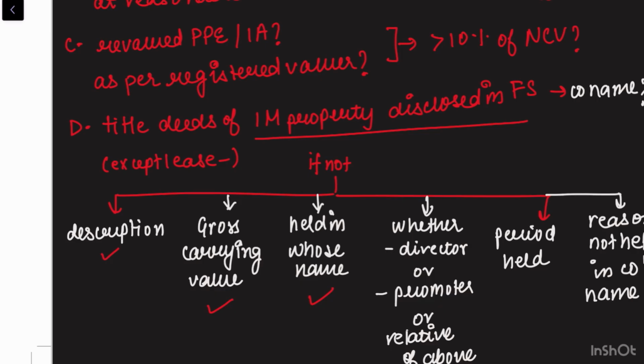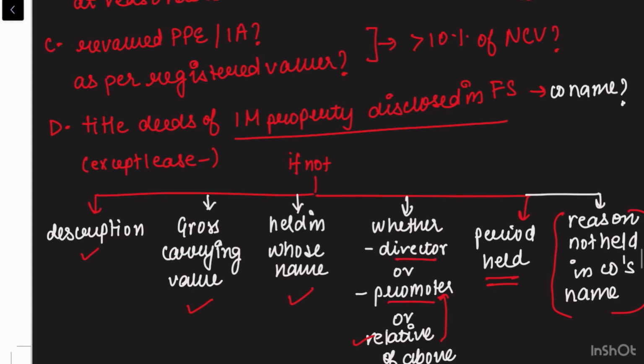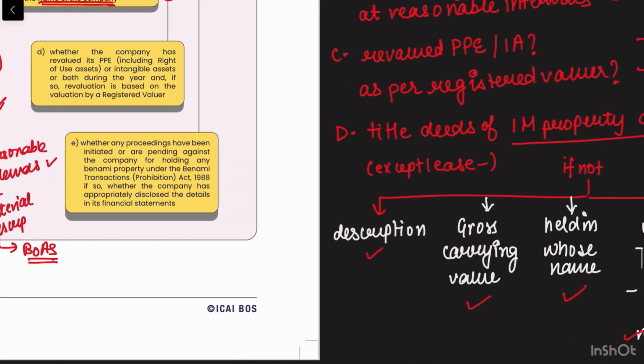If the person in whose name this is being held is the director or the promoter or the relative of the above director or promoter, the period for which it is held, and the reason why it is not held in the name of the company. So the auditor has to state all of these things if the immovable property which is disclosed in the financial statements is not in the name of the company.